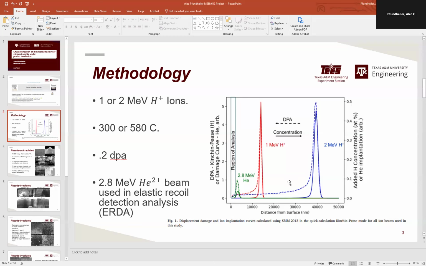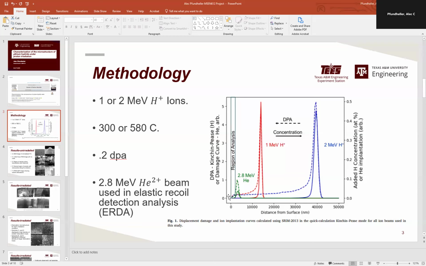For the 2 MeV hydrogen, they chose their analysis region as 10 microns deep into the sample, so around this area. And for the 1 MeV hydrogen irradiation, they chose an area about 5 microns deep into the sample, so that would be around right here.